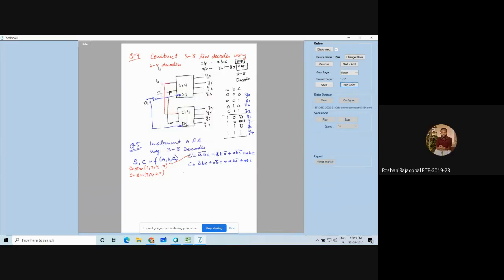Connect to two OR gates. OR gate, because I never told you active high or active low. When nothing is specified in any question, you assume active high input and active high output. Why? Because that is simple to make. So I will write it as Y0, Y1, so that you remember it is the 0th one, first one, second one. It is easy to keep it this way.